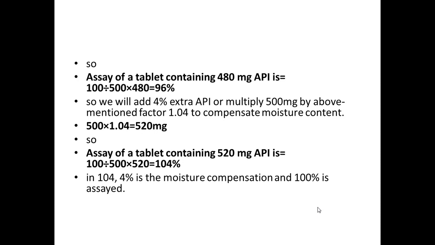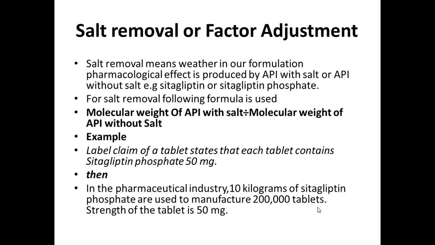So the assay of a tablet containing 480 mg of API is 100 multiplied by 480 divided by 500, which is 96%. So we will add 4% extra API and multiply the 500 milligram by the above mentioned factor, that is 1.04, to compensate for moisture content. By multiplying this factor with the 500 milligram, we obtain 520 milligram. So the assay of a tablet containing 520 milligram API, by putting in the values, we will obtain 104%. In 104%, 4% is the moisture compensation and 100% is the assay.